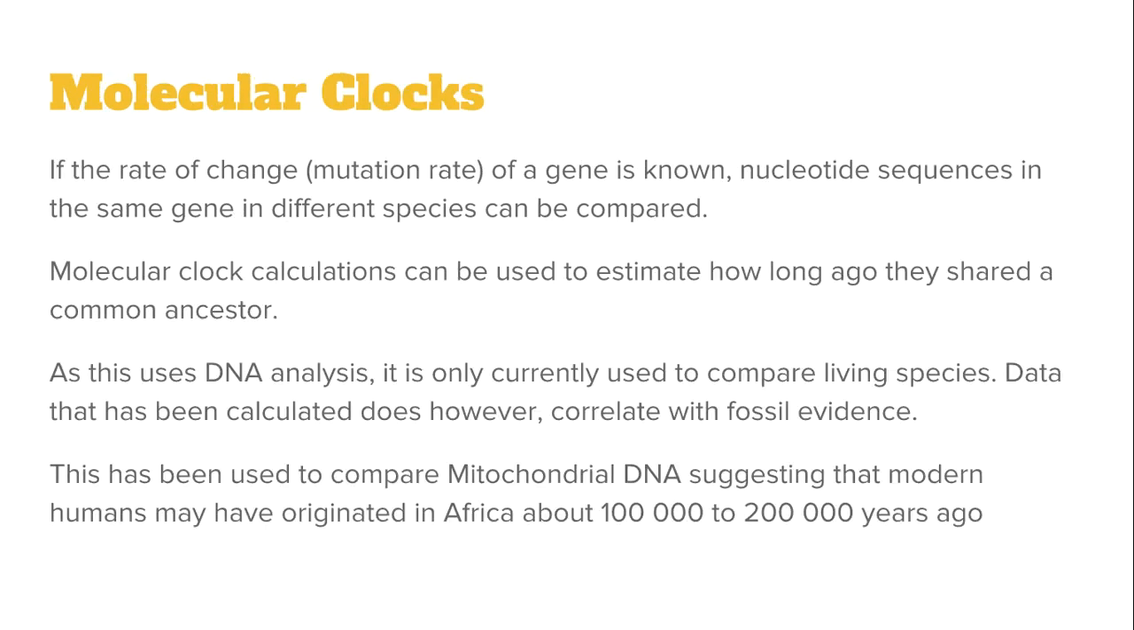In terms of molecular clocks, if the rate of change or the mutation rate of a gene is known, then we can compare the nucleotide sequences in the same gene in different species. By using these molecular clock calculations, we can estimate how long ago they shared a common ancestor. Because this technique uses DNA analysis, it is only currently used to compare living species, and the data that has been calculated so far does correlate with fossil evidence that we do have to those species that no longer exist and that are extinct.